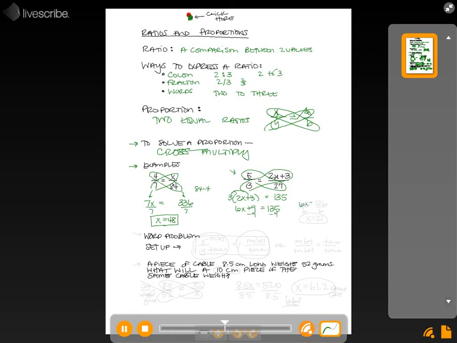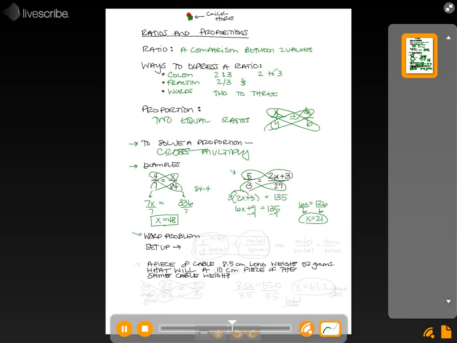6x equals 126 when we subtract 135 minus 9. And then we divide both sides by 6. So x ends up being 21. And then that's our answer to the problem. We found the value, not what the numerator or the denominator of the fraction would be. We found the value that would go into the expression, the 2x plus 3, that would make our ratios equal to each other to make a proportion. And that value would be 21.